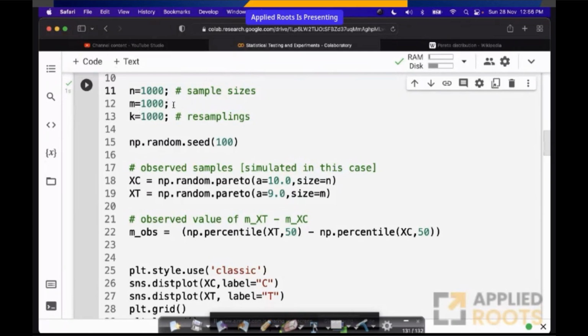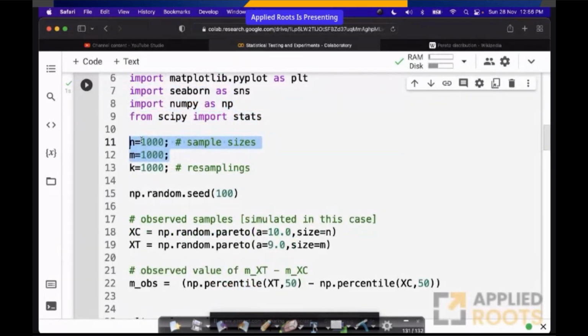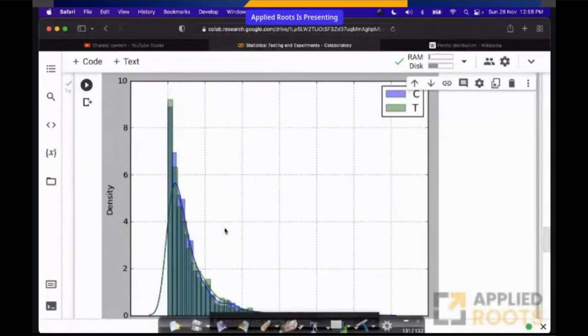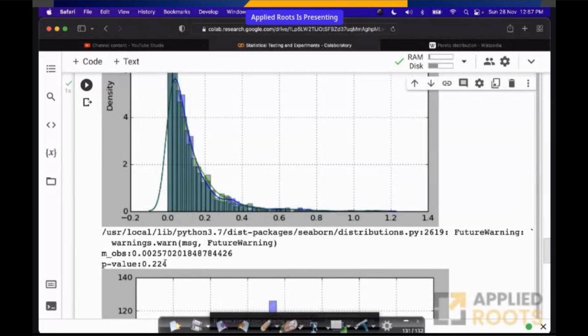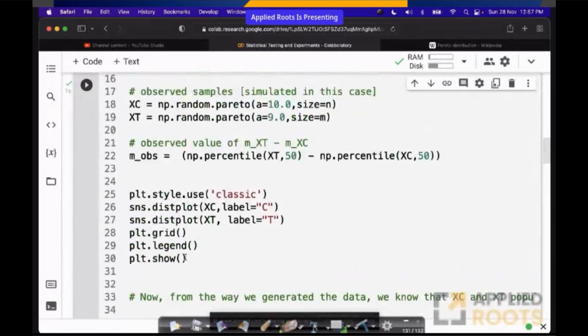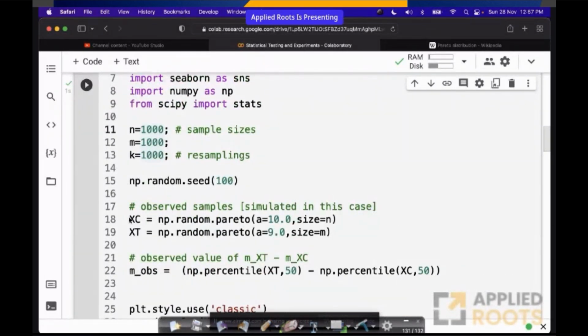Okay, because if n is 1,000, m is 1,000, both same sized. Again, remember from 10,000 we came down to 1,000. So there is a significant difference here. And these two distributions are slightly different. Now, what is the p-value that we're getting? I think we're getting a p-value of 22.4%. The problem here is these two distributions are very close to each other and we only have 1,000 samples. If you have 10,000 samples in one group, then even though these distributions are slightly differing, it will catch that. That's the beauty of it.